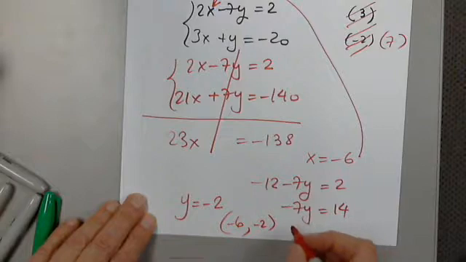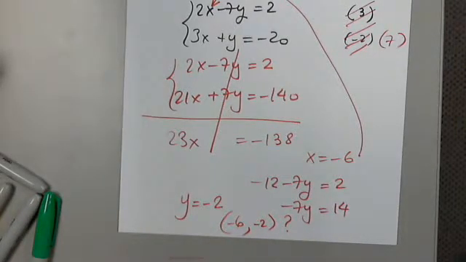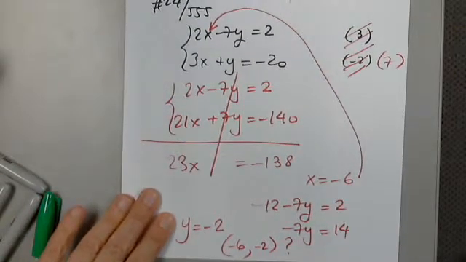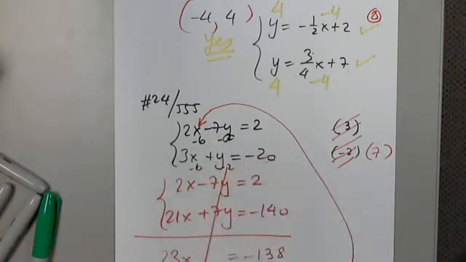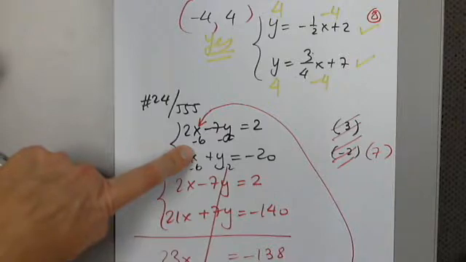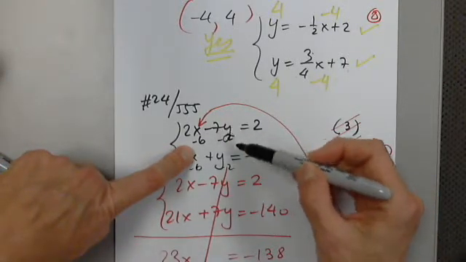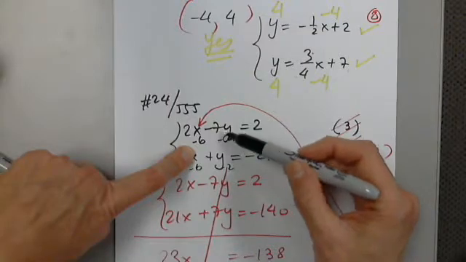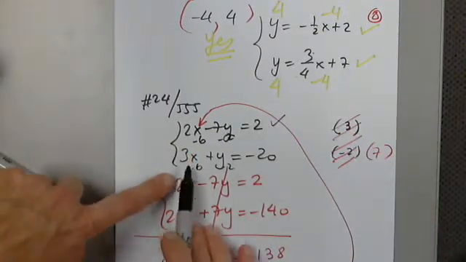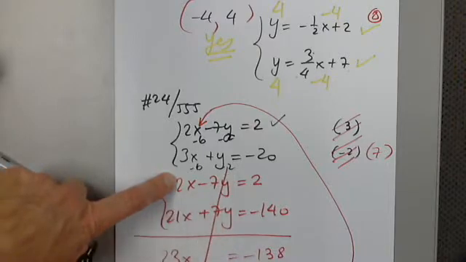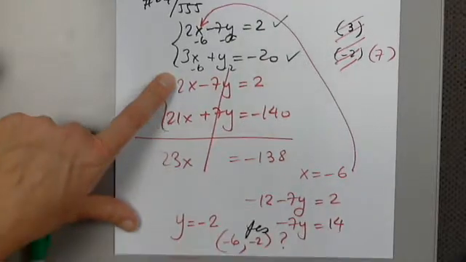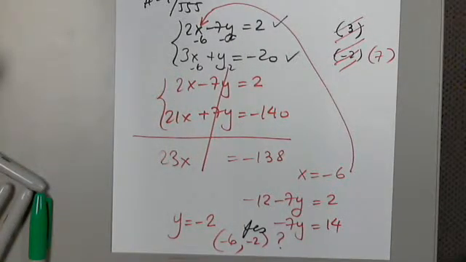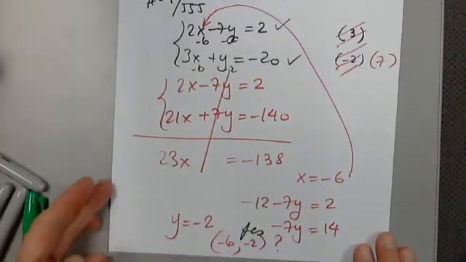Very good. Do you trust it? I don't. It's very possible, very easy to make a mistake. Please go back to both equations and check. So negative 6, negative 2. So 2 times negative 6, negative 12, plus 14. Negative 7 times negative 2 is positive 14. 2, check. Negative 18 plus negative 2, negative 20, check. Yes. Indeed, negative 6 comma negative 2 is the correct answer.